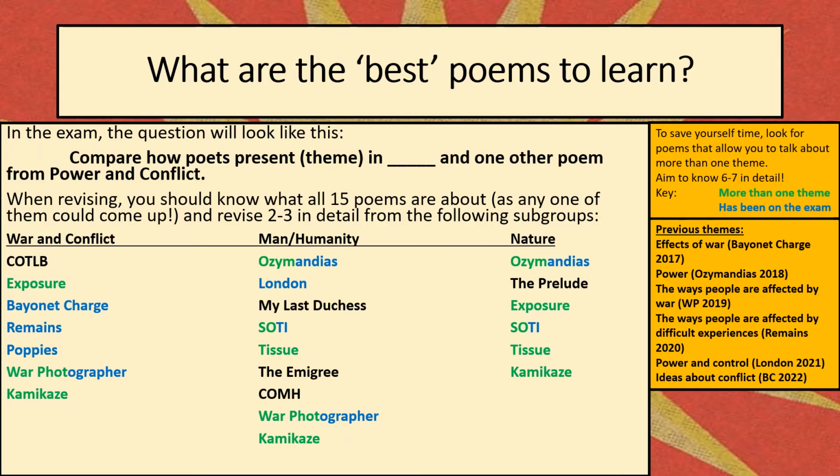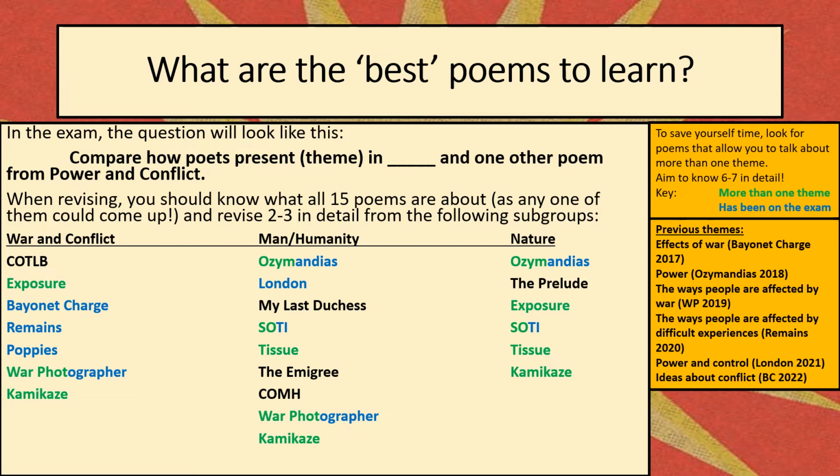So any in green, so we've got Exposure, which is obviously about war and the conditions in trench warfare, the boredom of war, but also the fact that the conditions, the weather, kill more people than actual gunfighting. That's a good poem because it's about war, but it's also about the power of nature. War Photographer is about war and conflict, but also about the power of man and humanity. The war photographer goes around taking photos of war, but his power is very limited. He takes the photo and people just don't care at the end. They're not bothered about what he's got to say.